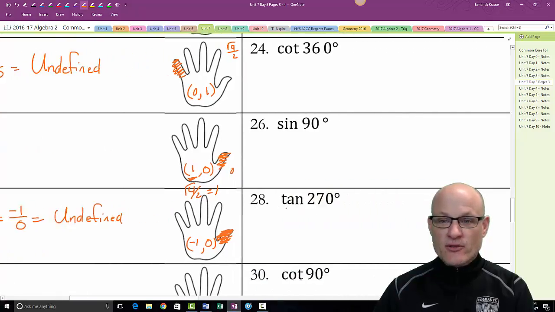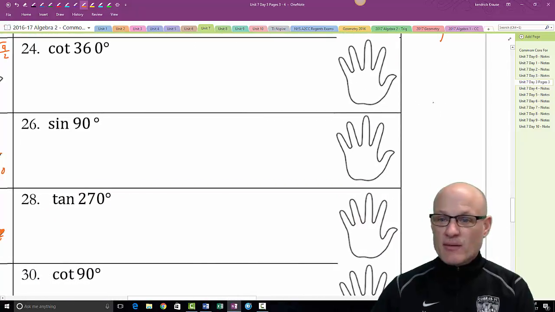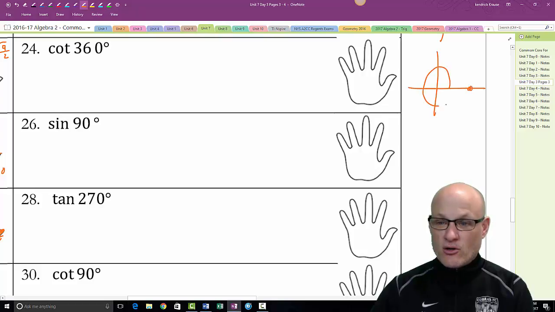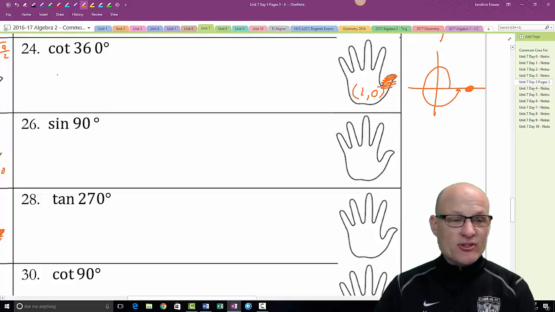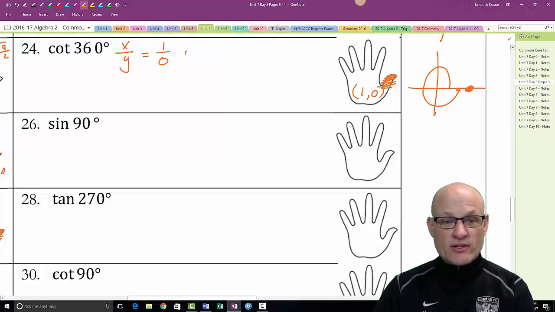All right, let's come over here. 360. Now remember, 360 is over here, right? It went all the way around. Well, that has a reference angle of 0. All right. 4 on the left, that gives us our 1. 0 on the right, 1, 0. And it is over here, so it is positive 1, 0. Cotangent is x over y. So this is 1 over 0. Once again, we have undefined.